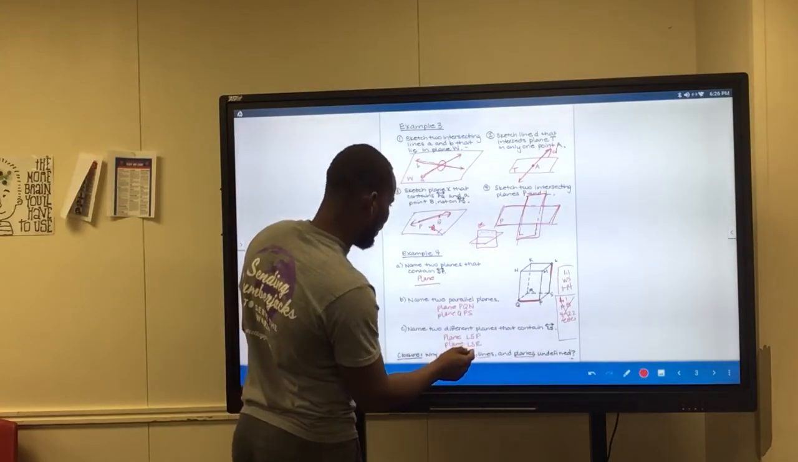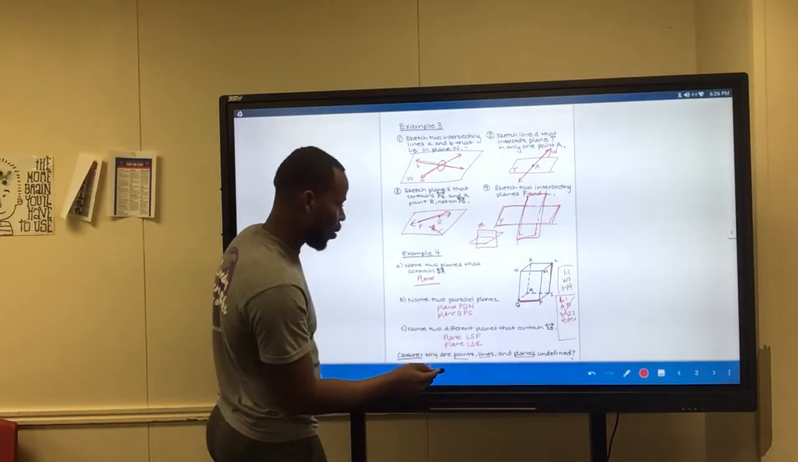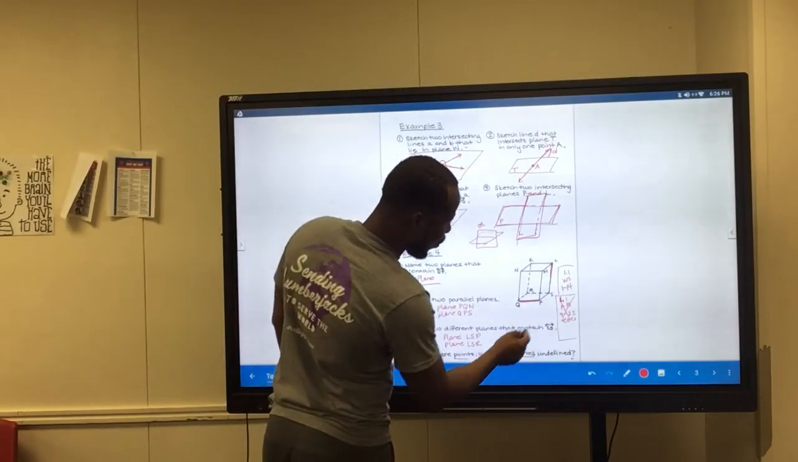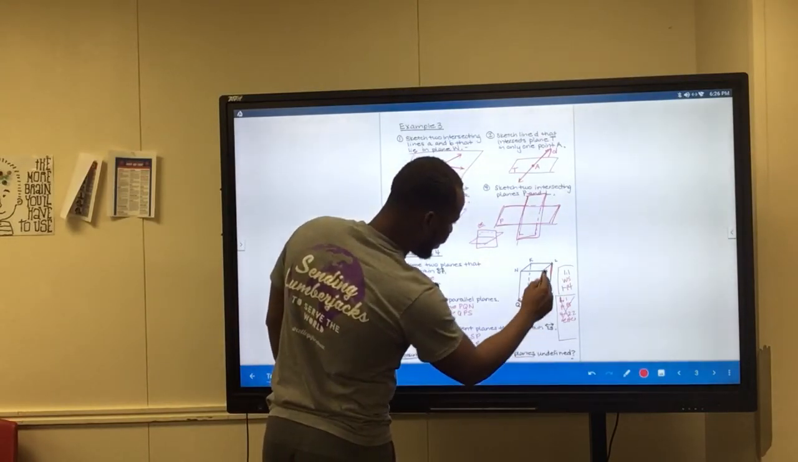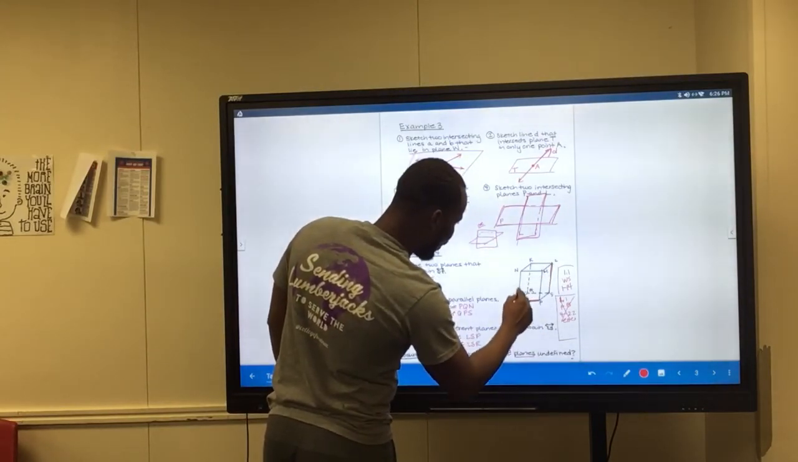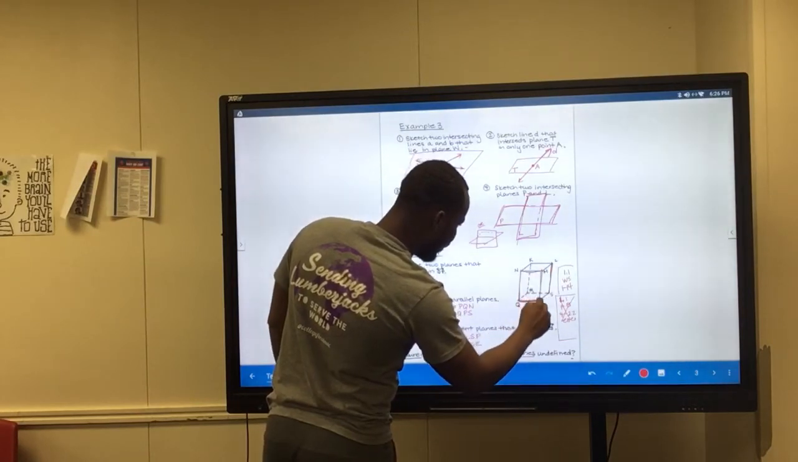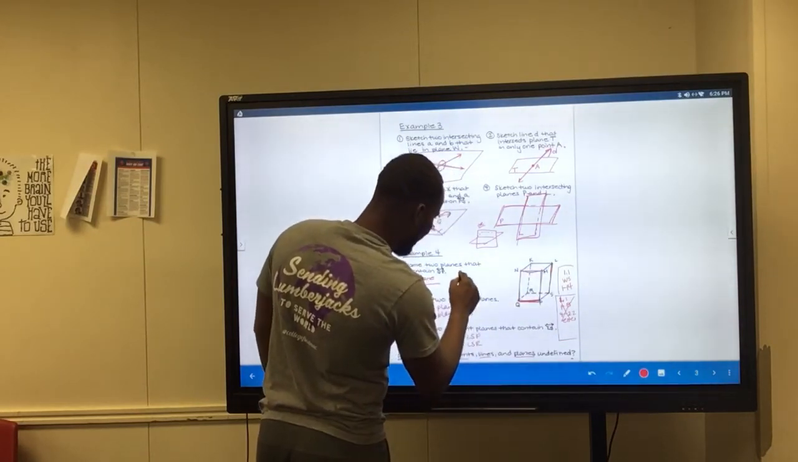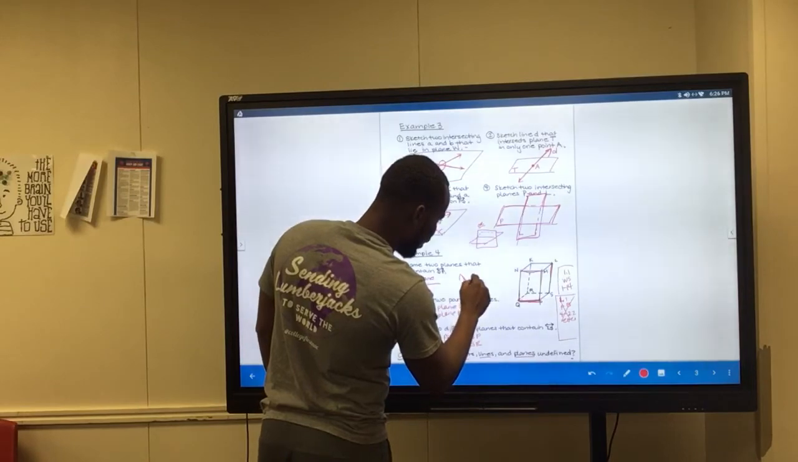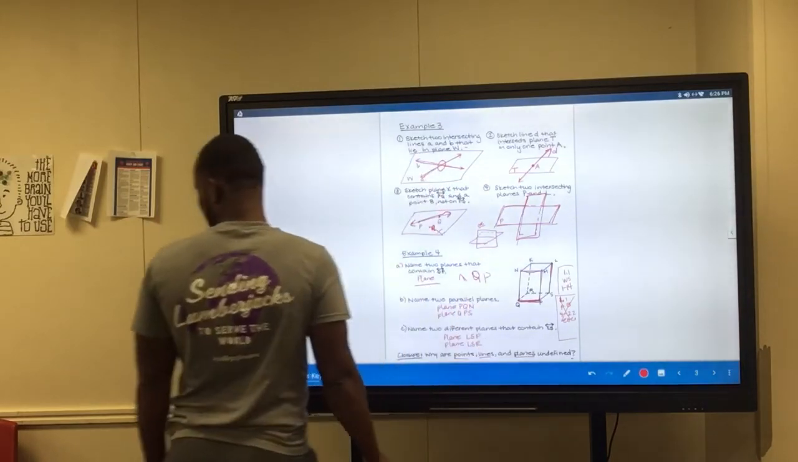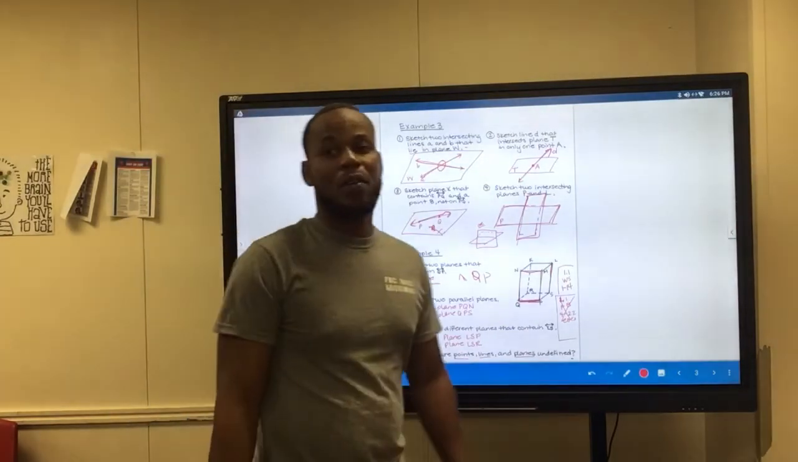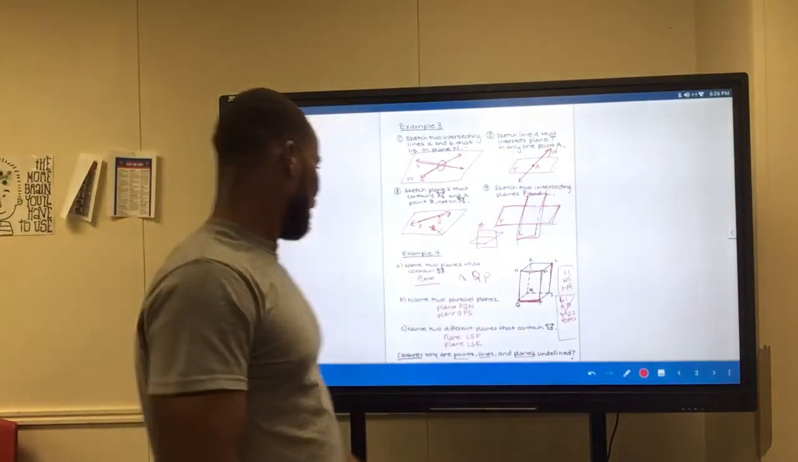So the planes that contain PQ, QP is this plane. So the plane is this one, and QP. You can name the rest of them. Basically, these are just examples.